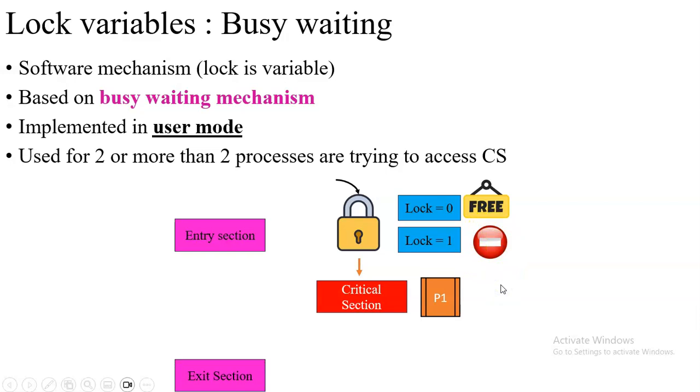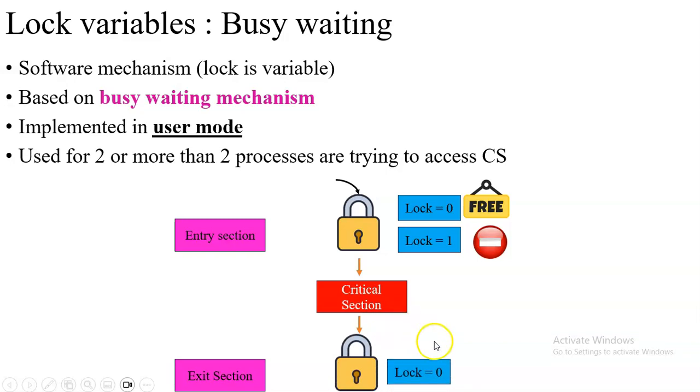Now comes the exit section. After successful completion of process 1's execution of the critical section, it has to move out of the critical section and enter the non-critical section. So for that, it will just turn the value of the lock variable to 0. Now again, when the value of the lock is 0, the process P2 which wants to enter the critical section will check the value of lock. It is 0, that means it can enter into the critical section. This is how it works.